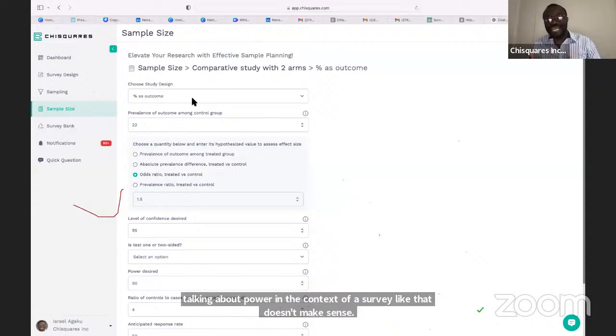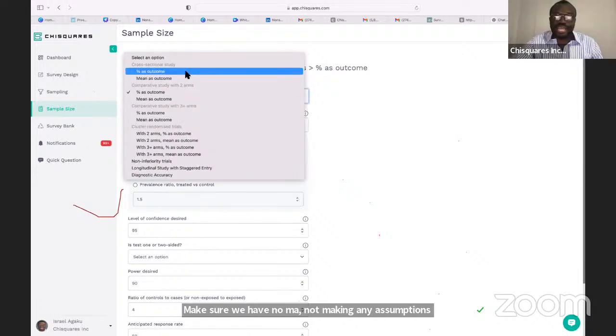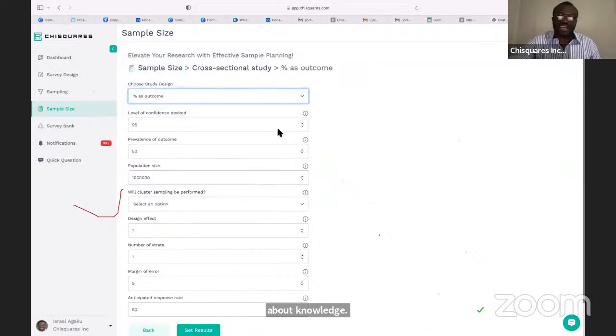Power only exists in the context of an analytical study where you're trying to compare two or more groups. So just to make sure we are not making any assumptions about knowledge: in that kind of case, again, you just have one large sample. There are no two groups being compared.